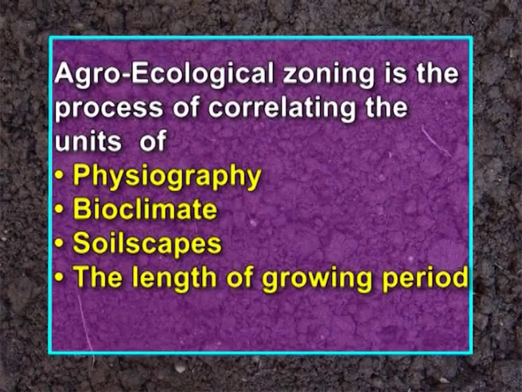The agroecological zone is a land unit carved out of climatic zone correlated with landforms, climate and the length of the growing period. Agroecological zoning is the process of correlating the units of physiography, bioclimate, soilscapes and the length of the growing period. Each one of these aspects has a very wide number of classes and subdivisions.